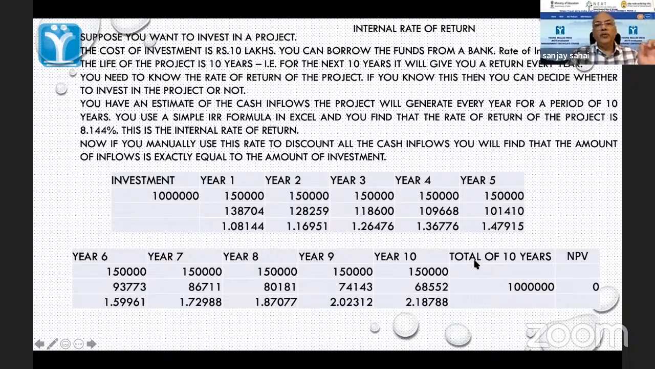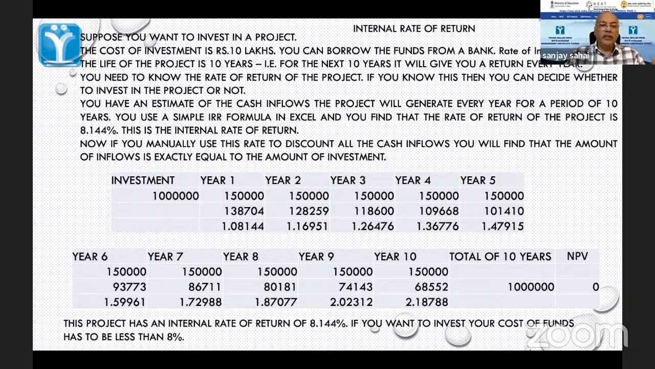This is the point I'm trying to make to you, that the internal rate of return, if you use that as the discounting rate, will discount each of the cash inflows that you will receive over the entire period of the project. The total amount which you will get will be exactly equal to the amount of investment. So you see the NPV here is 0. The amount I've received is 10 lakhs, which is exactly equal to the amount of investment that I have made. So this is all about internal rate of return.